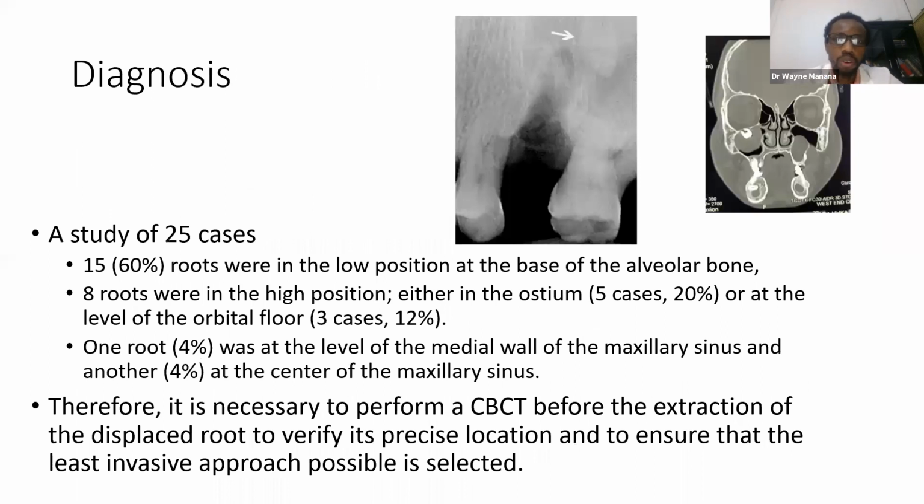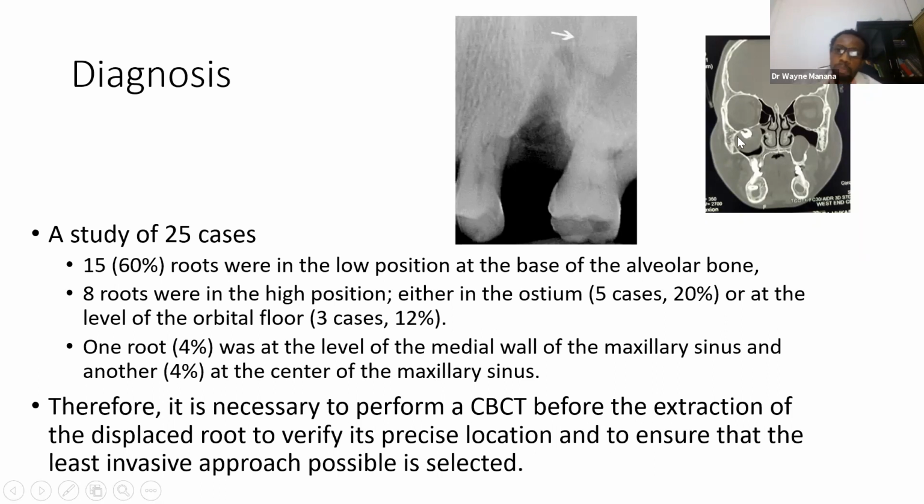So as I say, the diagnosis is either clinical or you have to do imaging. If you do imaging, most of the time the root is in a low position, which is 60%. But sometimes it's high, close to the orbit, or sometimes it's stuck on what is called the meatus of the maxillary sinus, which is the point where the maxillary sinus drains into the nose. So in a few cases, it's stuck there. If it is small, it will find its way into the nose and the patient will swallow it. And that is good news.